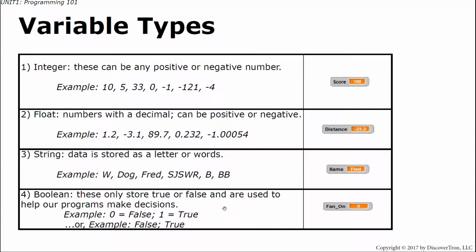And finally, we have Boolean, which is probably the best name in computer science. And Booleans store true or false values. And there's some different ways in Scratch where we can declare a Boolean variable. We can have it set up where we put in a 0 for false or a 1 for true, or you can also just type in the word false or true.